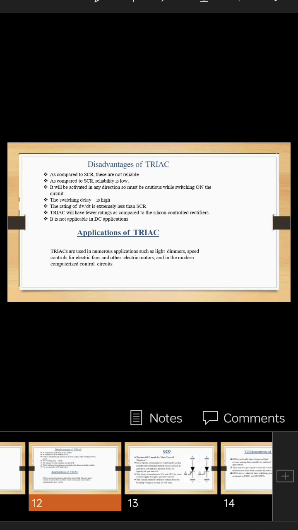The rating of dv/dt is extremely less than SCR. Triac will have fewer ratings as compared to silicon controlled rectifiers. It is not applicable in DC applications.